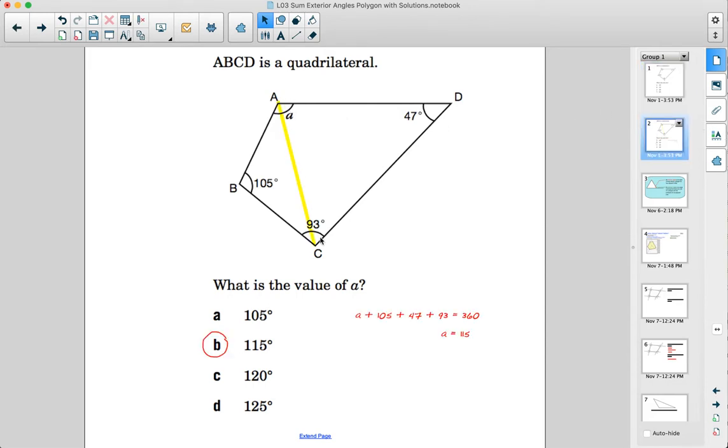This is a quadrilateral. It can be split into 2 triangles, so the sum of the interior angles should be 360. So I know that A plus 105 plus 93 plus 47, all of that should be equal to 360. And when you add these up and subtract from 360, you get that A is 115. So that was our new learning yesterday: the sum of the interior angles in a quadrilateral is 360.